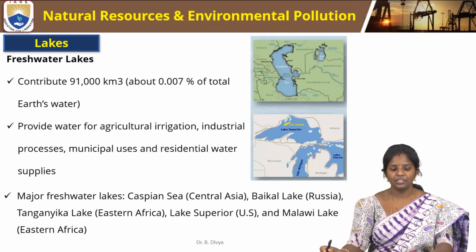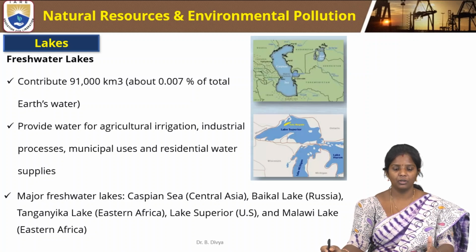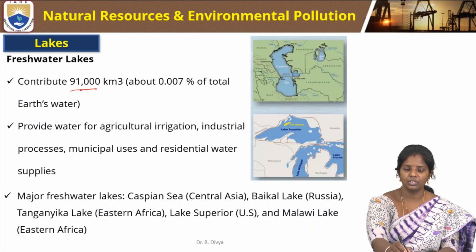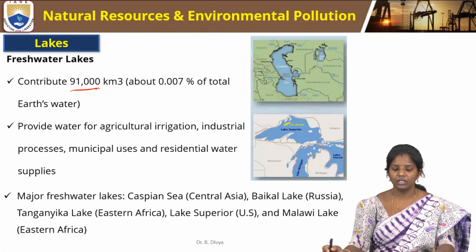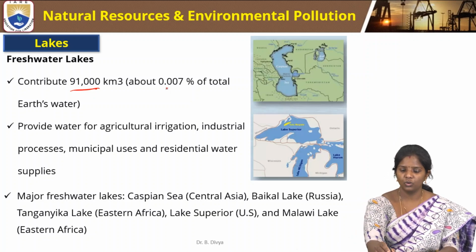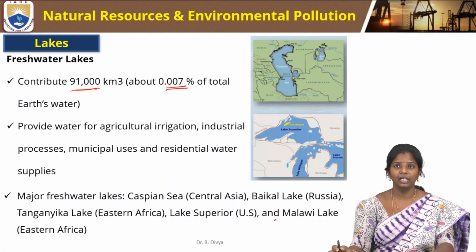Then fresh lake waters. There are different lakes, like fresh water lakes and saline lakes. Fresh water lakes contain about 91,000 cubic kilometers, which is about 0.07% of total Earth's water.